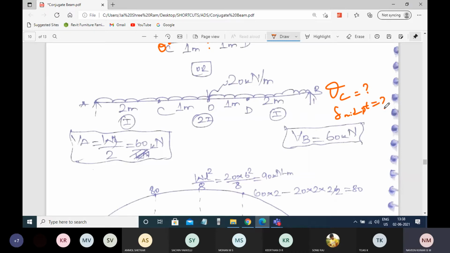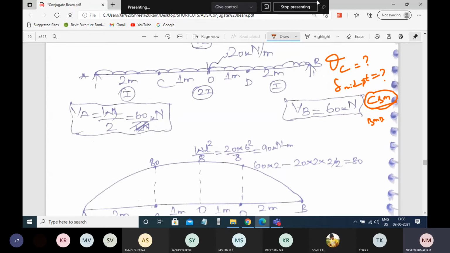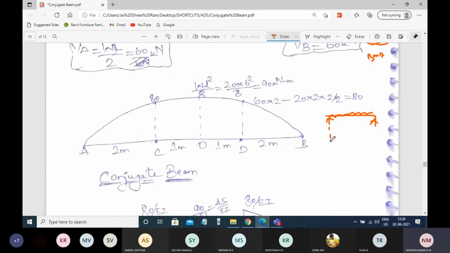In order to find these, we are using the conjugate beam method. For the conjugate beam method, what do you require? You require the BMD. So let me find the BMD for this particular load. You are already familiar with this kind of load. If a beam is subjected to UDL throughout the span, then what is the maximum bending moment?